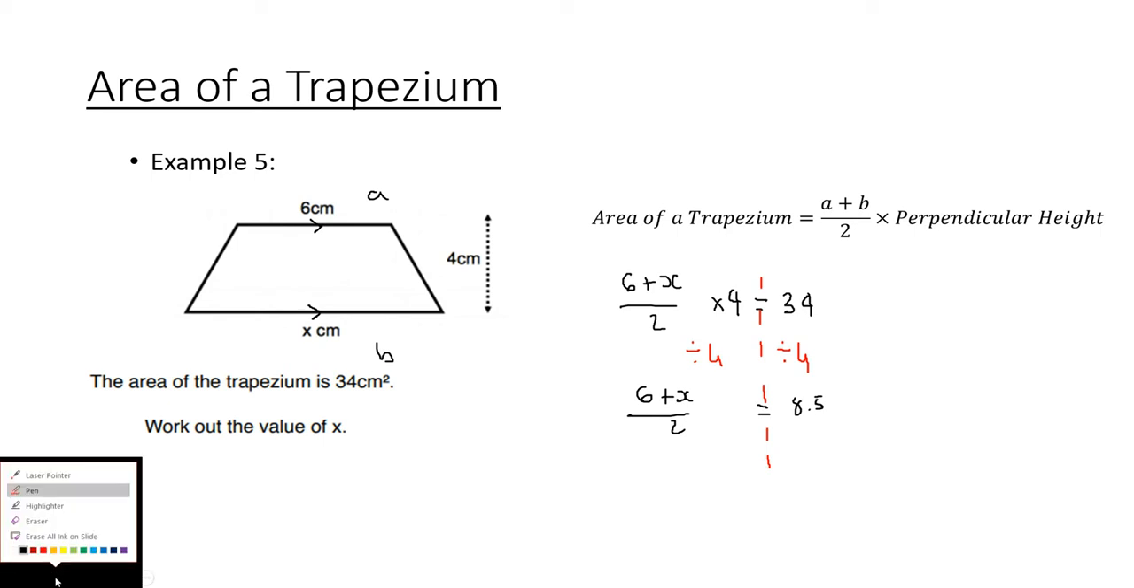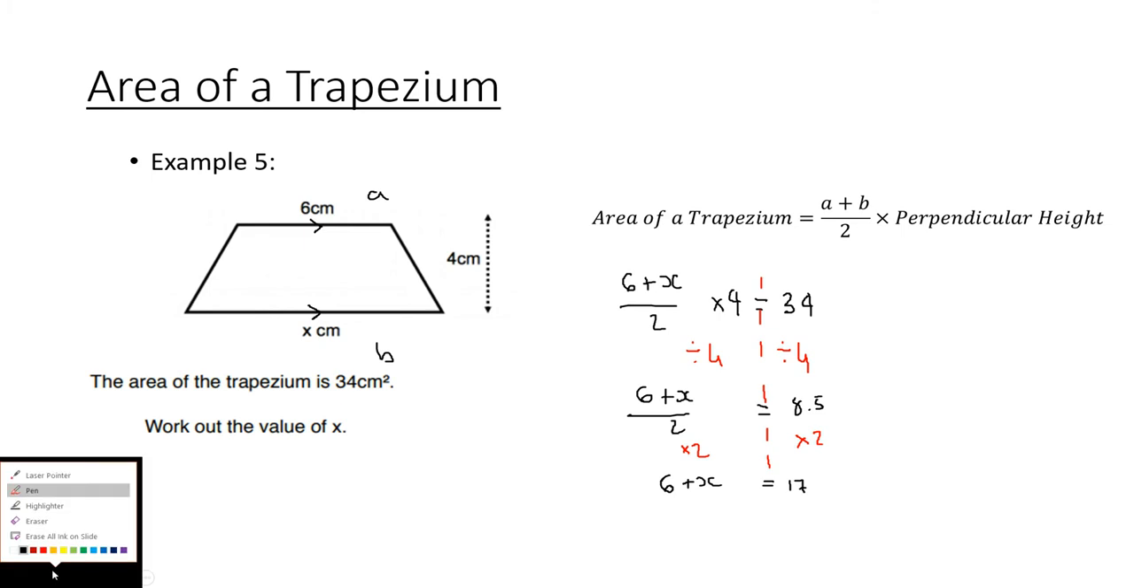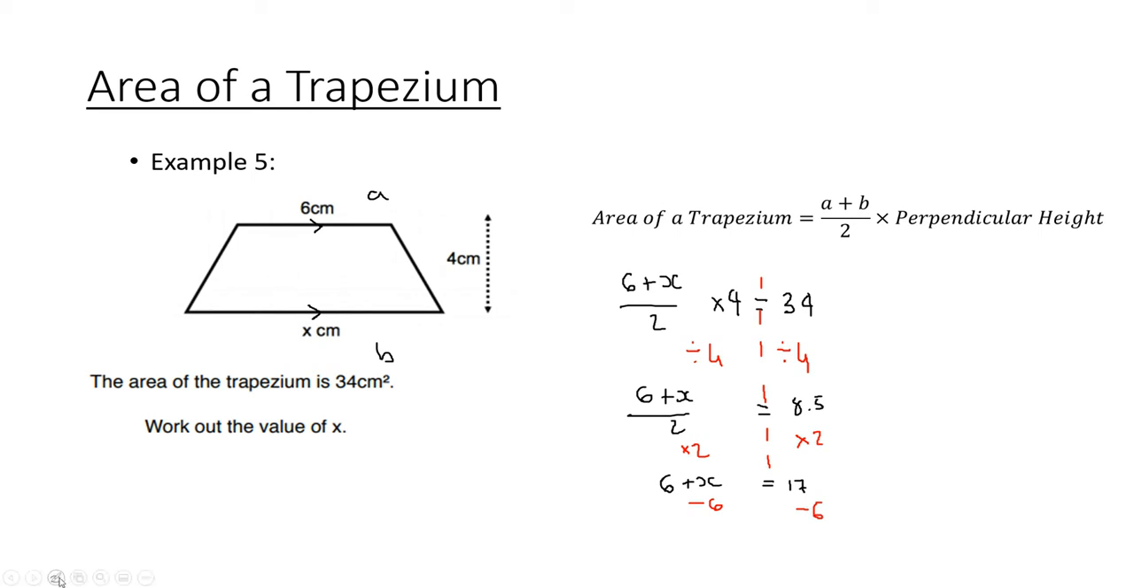I then have that divide by 2 on this side. The opposite of divide by 2 is multiply by 2, so I multiply both sides by 2. When I multiply both sides by 2, the 2 on this side gets eliminated, so I get 6 plus x is equal to 17. Then to get rid of the plus 6 so the x is on its own, I have to subtract 6 on both sides. Therefore, that leaves me with x is equal to 11. So the value of x is equal to 11 centimeters.